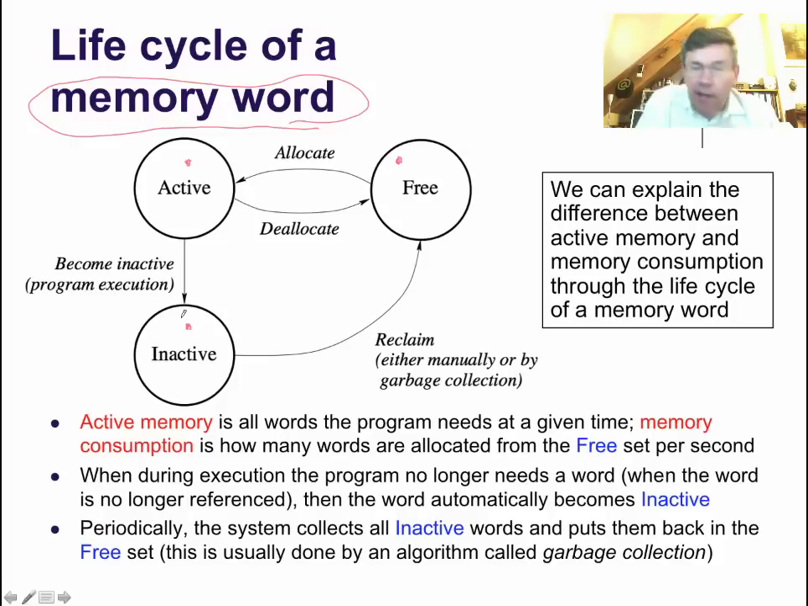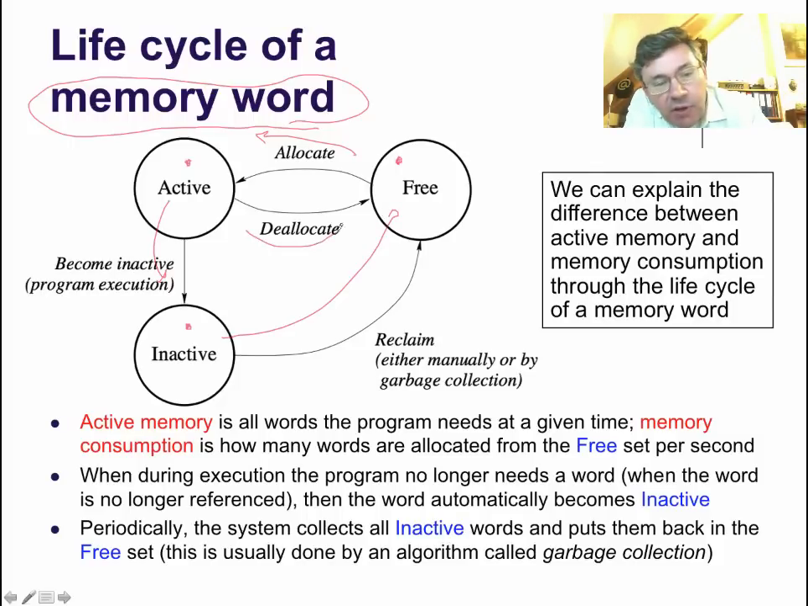And after a while, a lot of inactive memory words are hanging around, and there's an algorithm that collects them. This is called garbage collection, and then it becomes free again. So there's a cycle, the memory words going from free to active to inactive to free again. Sometimes we can move them back from active to free immediately. For example, if they're on a stack, and if we deallocate a stack, we can move them directly back to free. But very often, if they're part of complicated data structures, it's not so easy to do that.